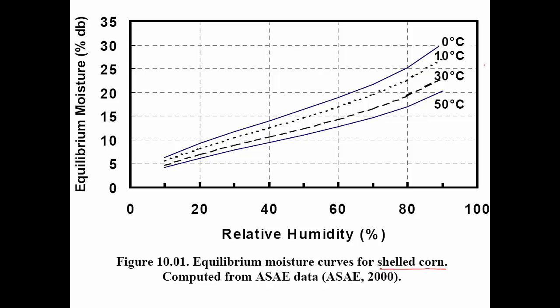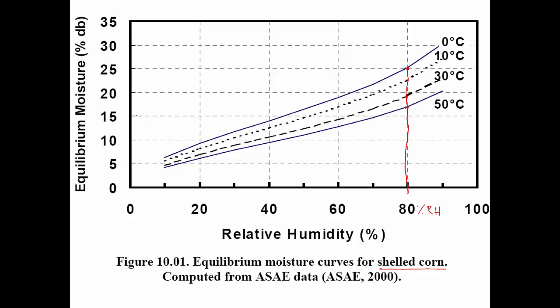Why is that? How do I interpret this graph? I can interpret it in two different ways. Let's say I am storing the food product at 80% RH. If it is at a very low temperature, the product moisture content will be pretty high. The corn moisture content is going to be 25%. But if it is at a high temperature, it will try to dry out, right? So the moisture content is going to be lower. So for a given RH, raising the temperature is going to reduce the equilibrium moisture content.